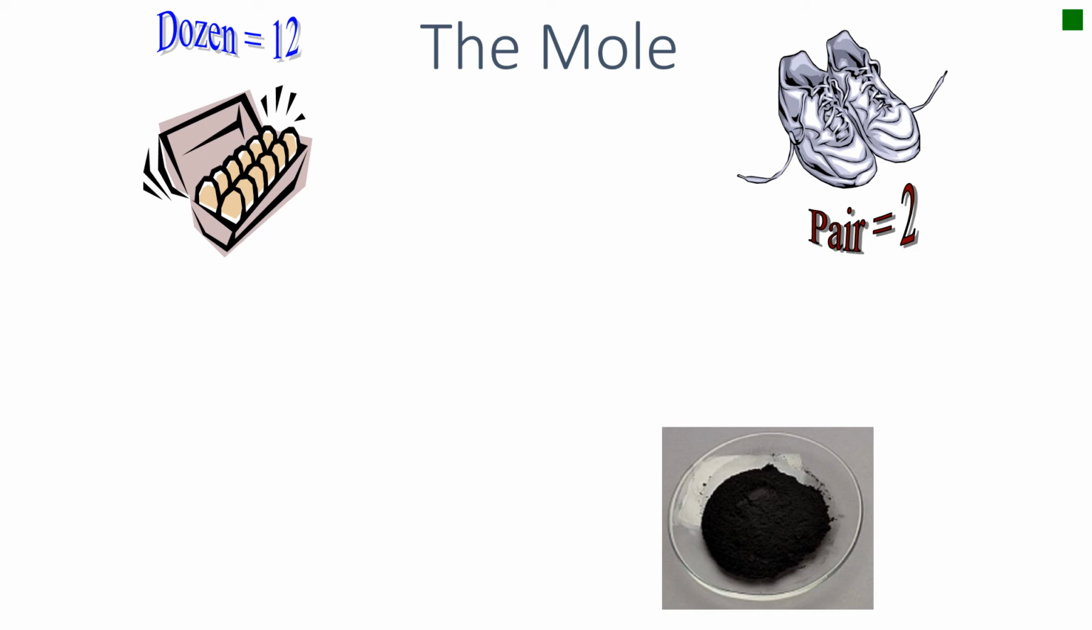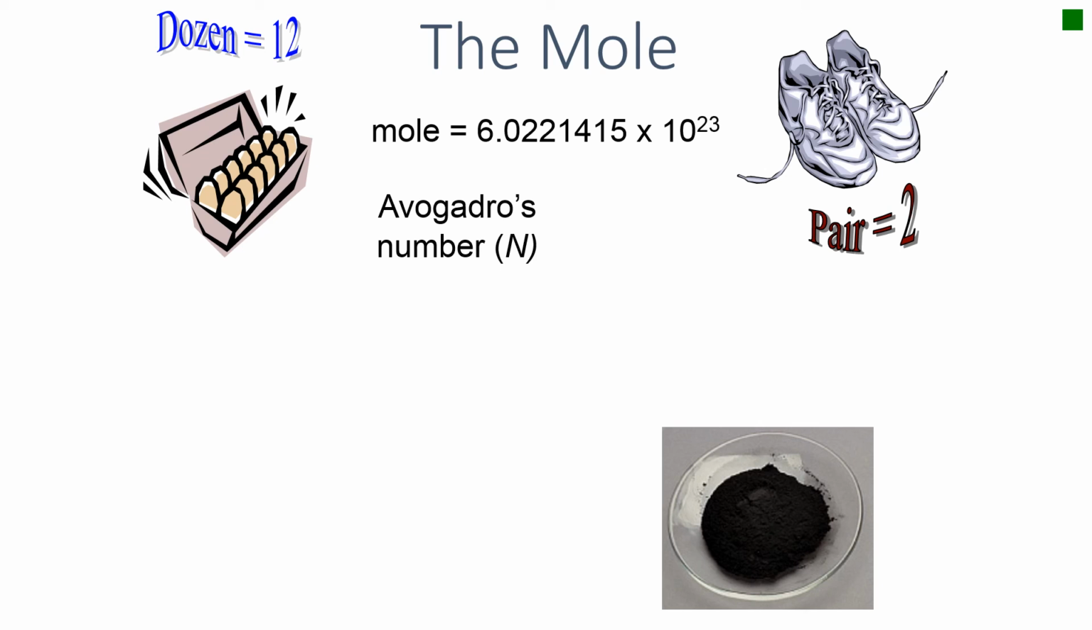So when we look at the mole, we talk about it a little bit as if it was a dozen or a pair, and that's how we're going to use it here. We know the mole is 6.0221415 times 10 to the 23rd. A lot of sig figs. There's even more if we want to look them up. So how many should we actually use? Typically it's 6.02 times 10 to the 23rd.